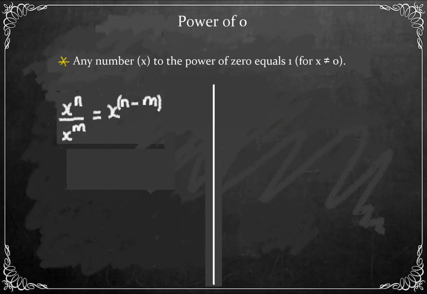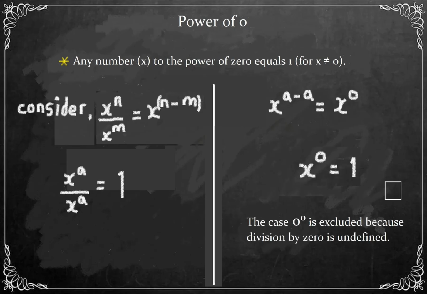Sound good? If so, in the first column we have, for any integer a, x to the a over x to the a equals 1. Then in column 2 we know we can rewrite as x to the power of a minus a, which equals x to the 0. Since x to the 0 equals x to the a over itself, x to the 0 must equal the number 1. We're done. With one last clarifying statement. The case 0 to 0 is excluded because division by 0 is undefined.